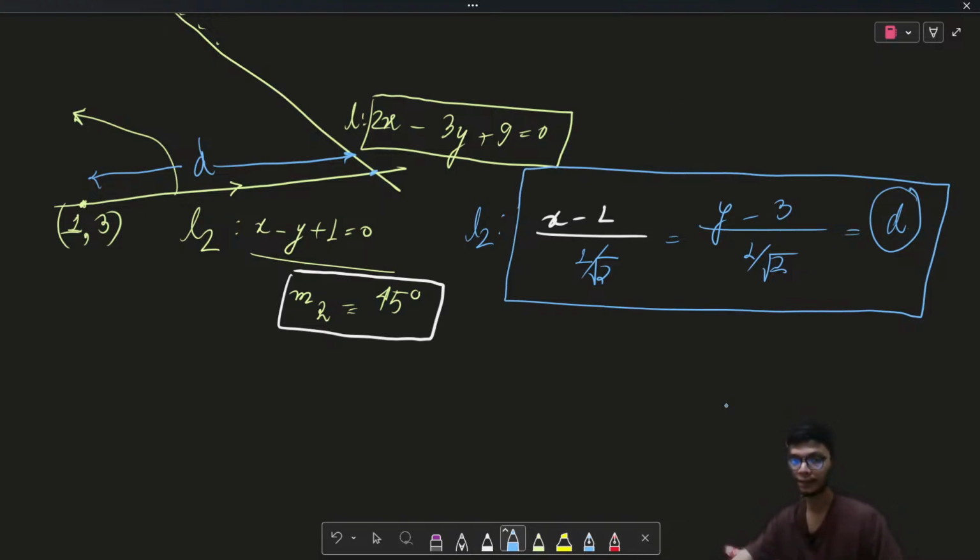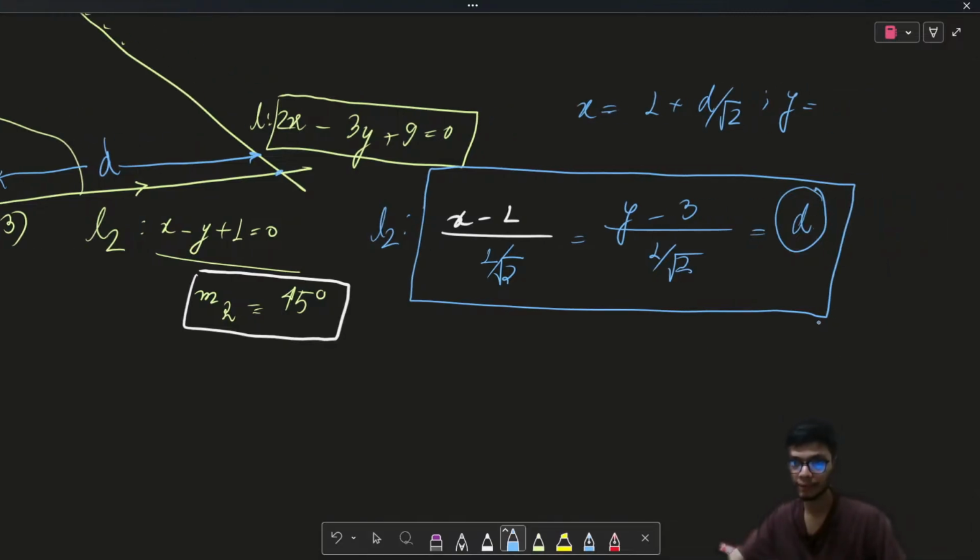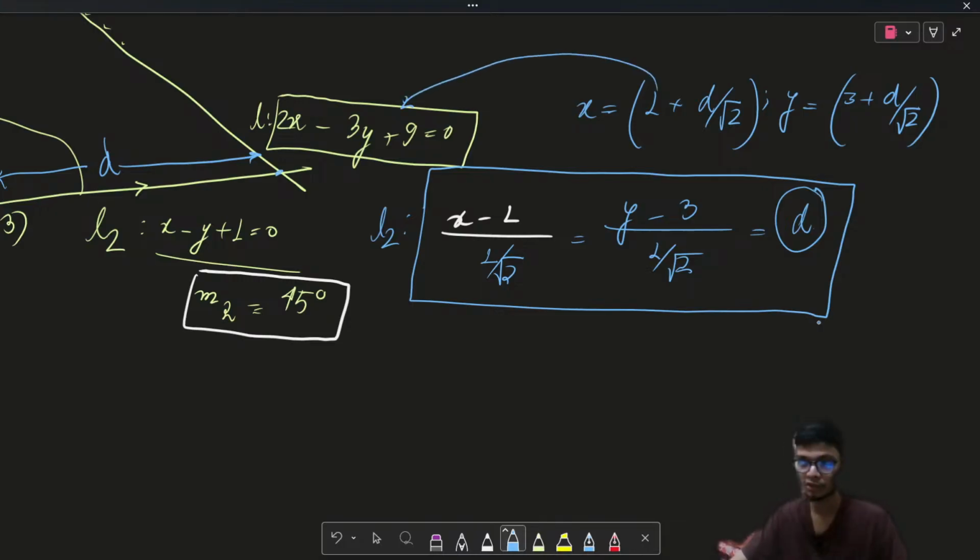Now any point on this line can be given as x = 1 + d/root 2, and the y point can be given as 3 + d/root 2. Now if I just substitute this coordinate point in the line equation L, I can obtain my value of this parameter d. Please try to solve it by yourself, and you will see that the value of d should come out as 2 root 2, right?